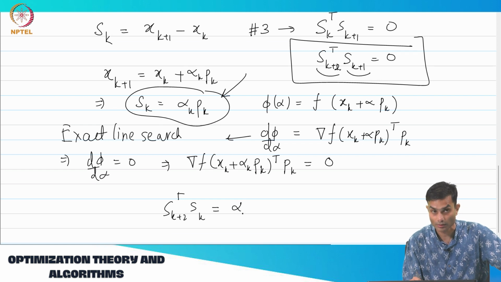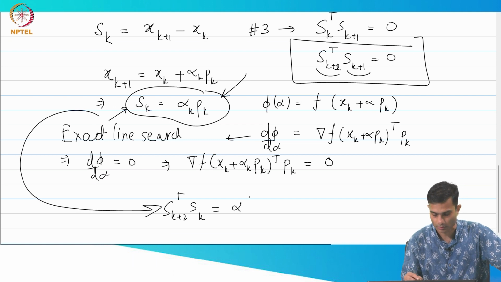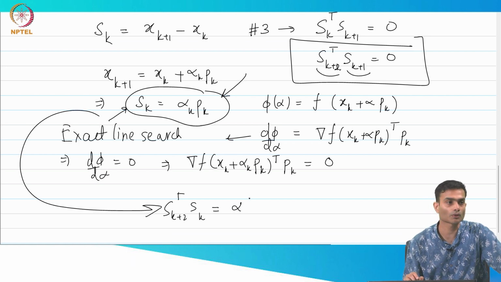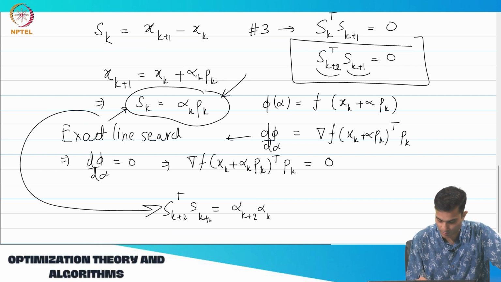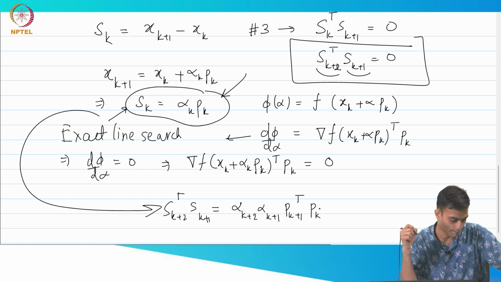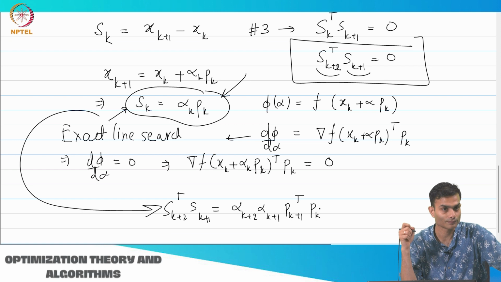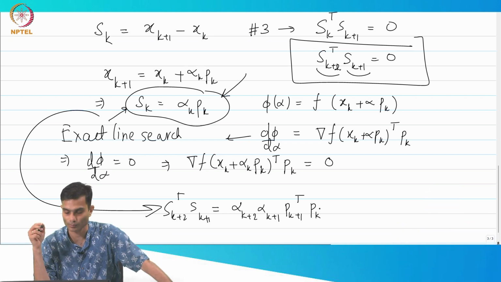Alpha, I am going to use this expression over here to substitute into here. So, what will I get? What are the alphas that will come out? Alpha k plus 2, alpha k plus, sorry, this should be plus 1, alpha k plus 1. What else am I left with? pk plus 1 transpose pk, okay. What else? Can someone see what is happening over here? Are we almost there? What is pk plus 1?